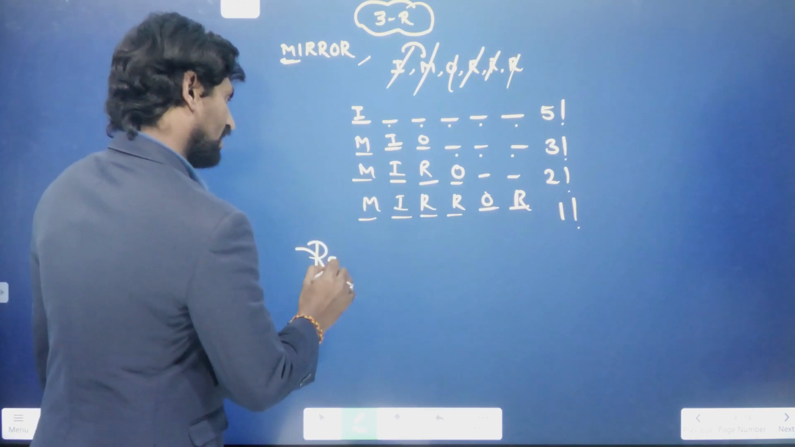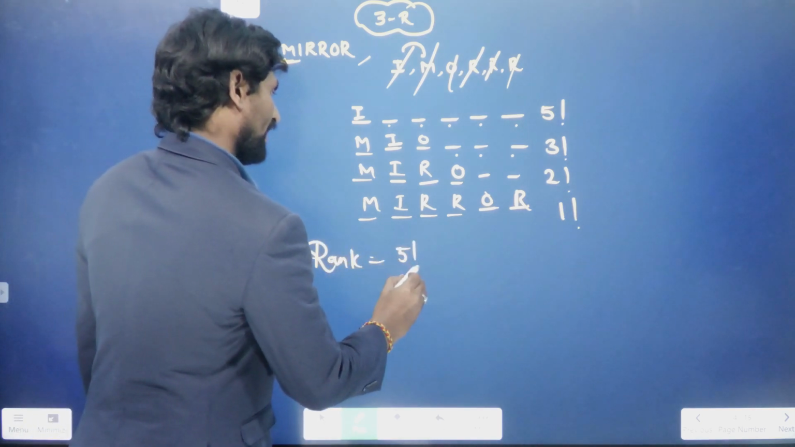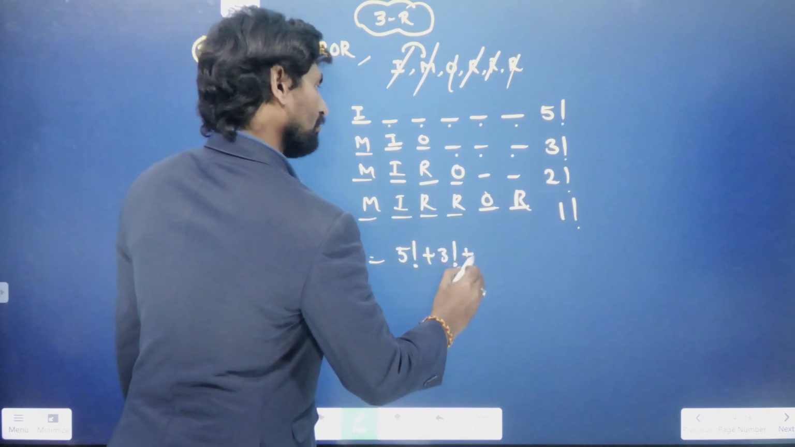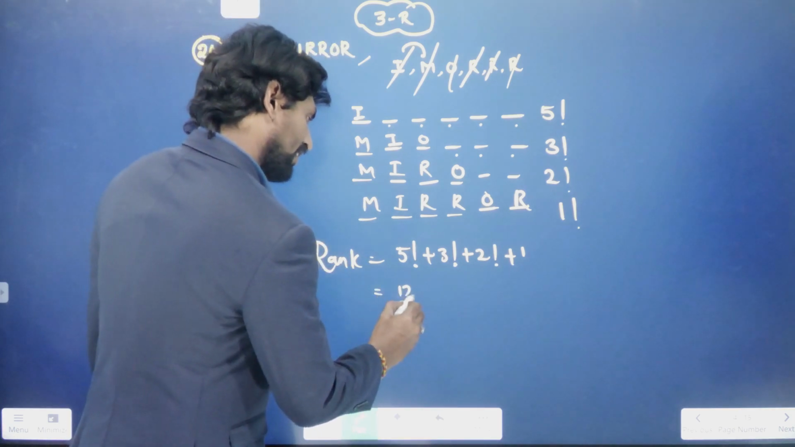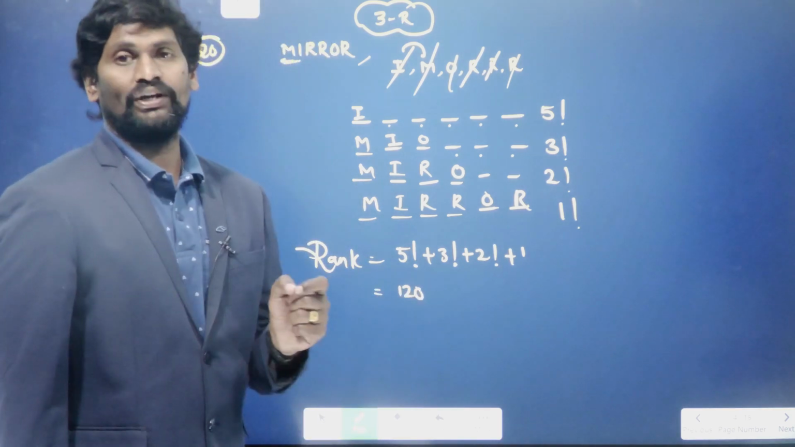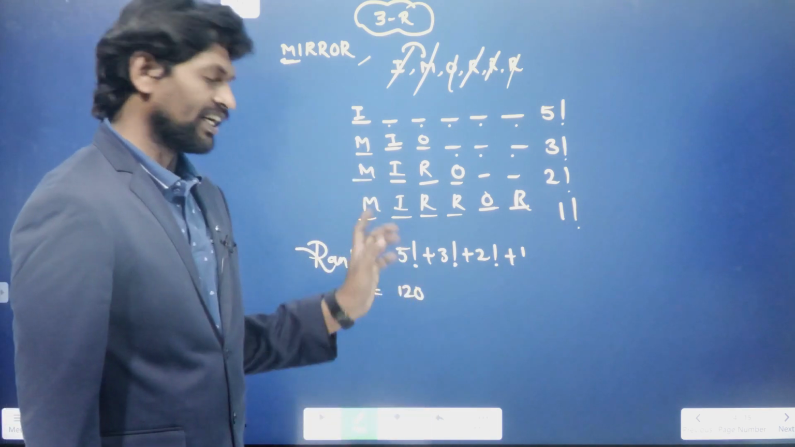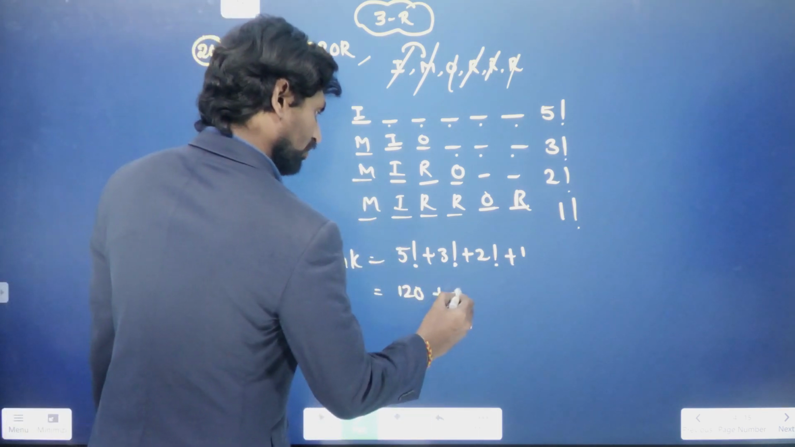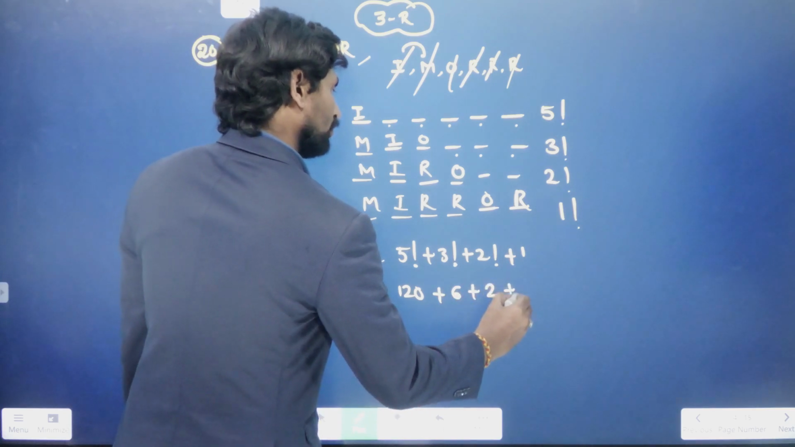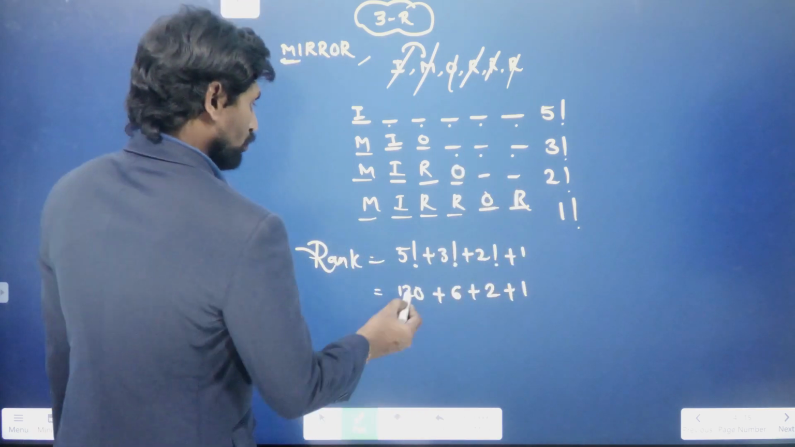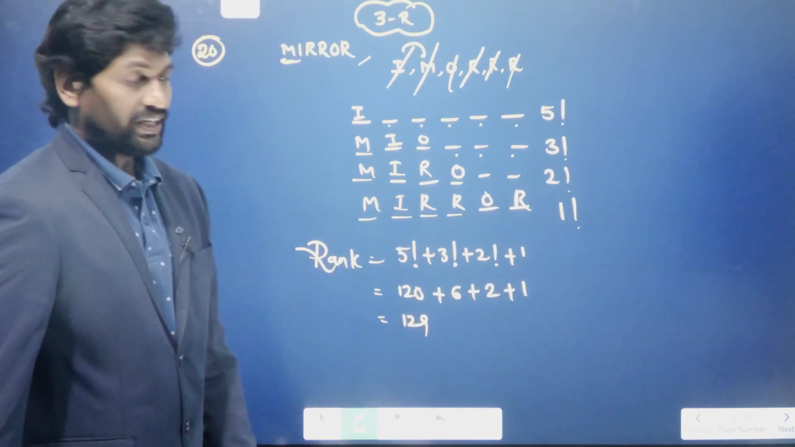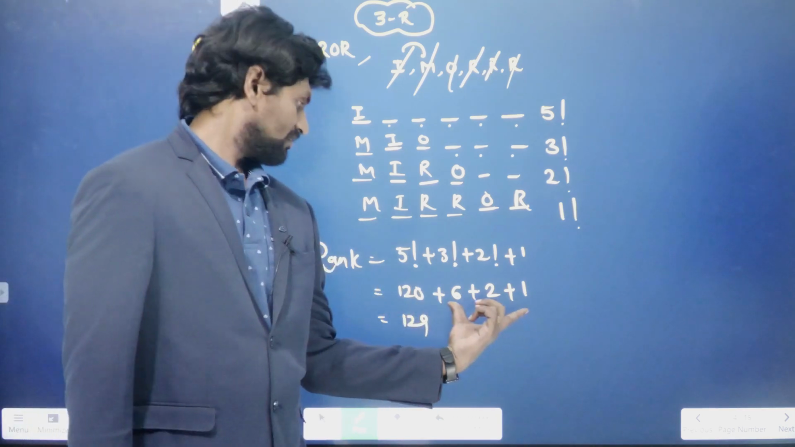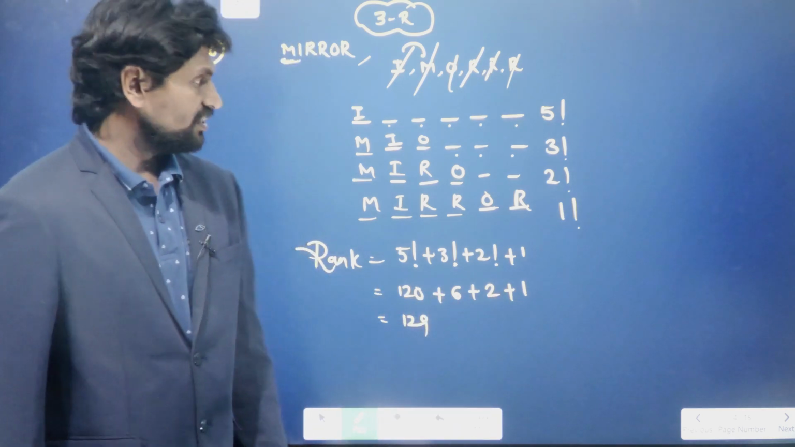So what is the rank? Rank of this word equals 5 factorial plus 3 factorial plus 2 factorial plus 1 factorial. 5 factorial is 5 into 4 into 3 into 2 into 1, the product of the first 5 natural numbers, 120. 3 factorial is 6, 2 factorial is 2, 1 factorial is 1. So 9 plus 120 is 129. The rank of the word MIRROR is 129. Okay, right. So let us move on to the next problem.